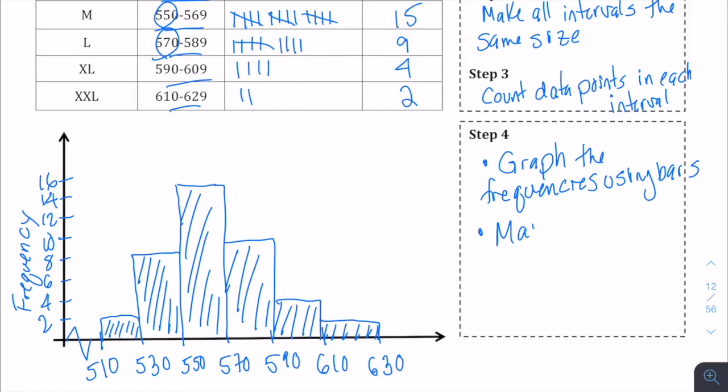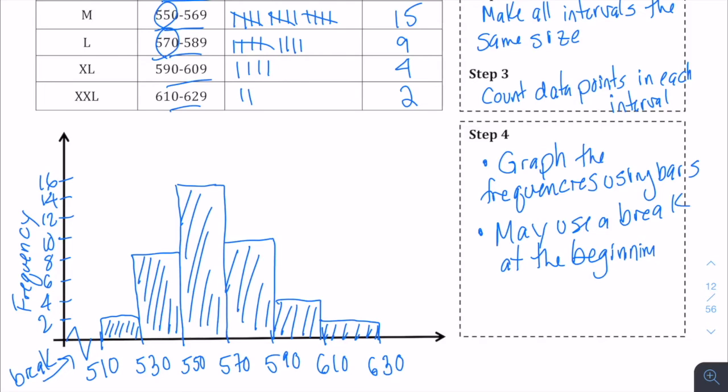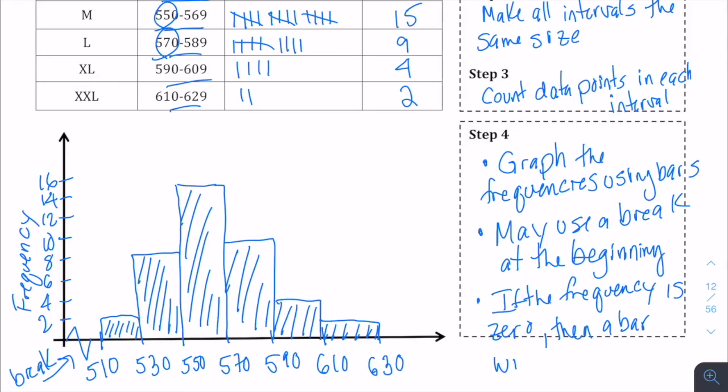We may, depending on your data, use a break. That's what this is here. This is a break to show that the scale is not consistent at the beginning. The only time we would see something that looks like a space is if the frequency is 0. Then we get a bar with no height. Great. So that is a histogram.